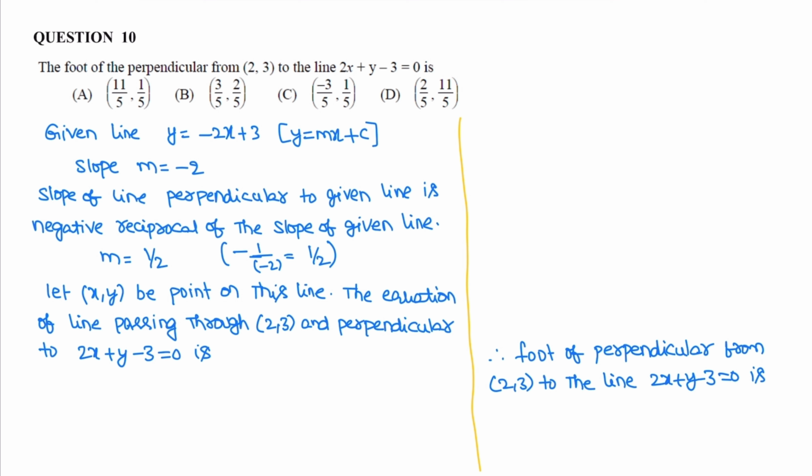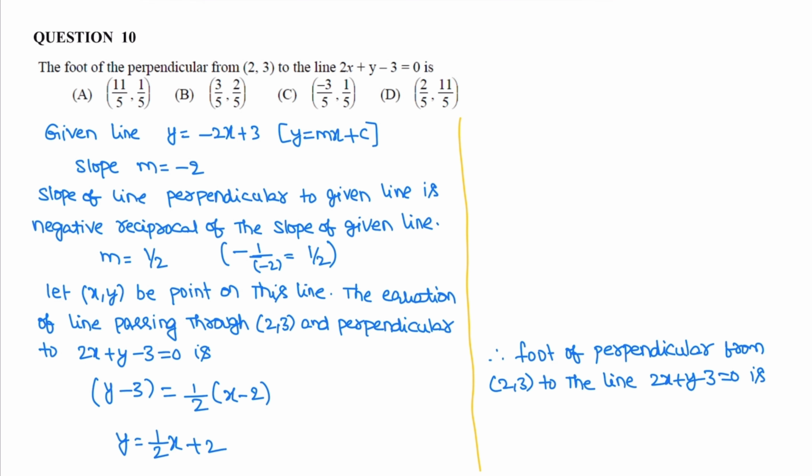Let x comma y be a point on this line. The equation of the line passing through 2 comma 3 and perpendicular to 2x plus y minus 3 is equal to 0 is given as y minus y1, where y1 is 3, is equal to m, which is 1 by 2, into x minus x1. So x1 is 2. This is the equation of the line. Now it becomes y is equal to 1 by 2x plus 2.